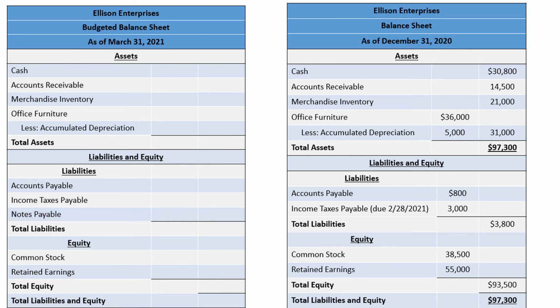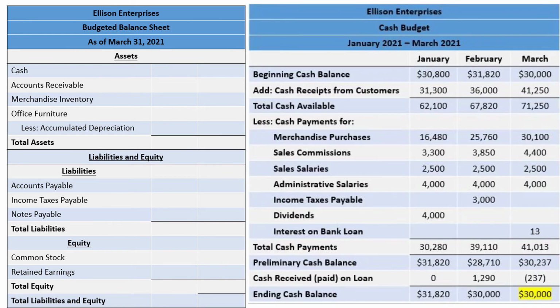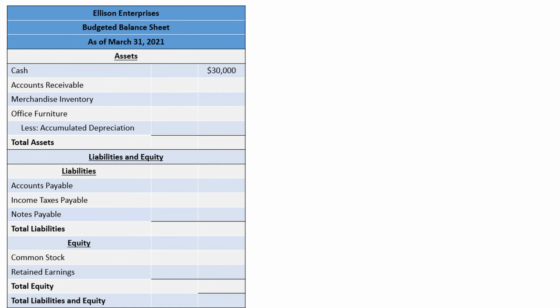We start with assets. The first asset is cash, which we can find on the cash budget. Remember, we need the ending balance for March, which we can see here is $30,000. Next, we need to calculate the accounts receivable balance based on the sales budget and the schedule of cash receipts from sales. At the top of your screen, I have the sales totals from the sales budget.